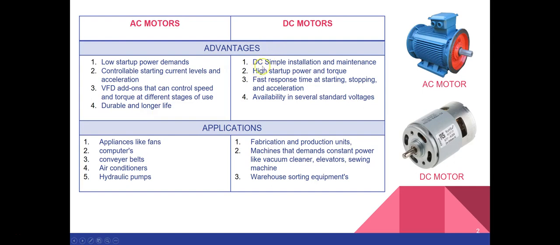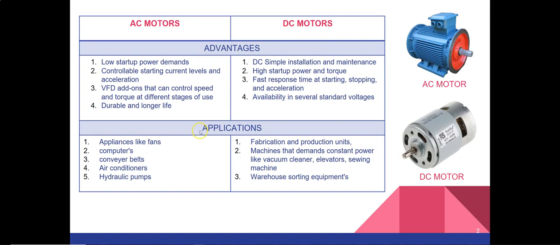Whereas a DC motor is very simple to install and has easy maintenance, and it has high startup power and torque. It has fast response time at starting, stopping and acceleration. It is available in several standard voltages. These DC motors have speed control capability, which means they can control the speed, torque, and even the direction of rotation can be changed at any time to meet new conditions based on the application.